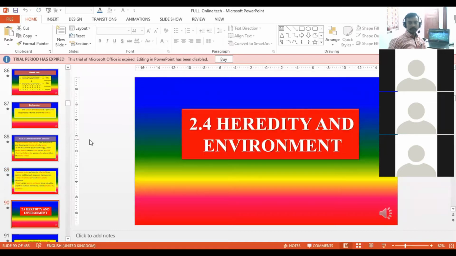Next section, heredity and environment. In this section we are going to deal with what determines the behavior of the individual, whether heredity or environment. This is the nature and nurture controversy. Many study findings support heredity, but other studies support environment.